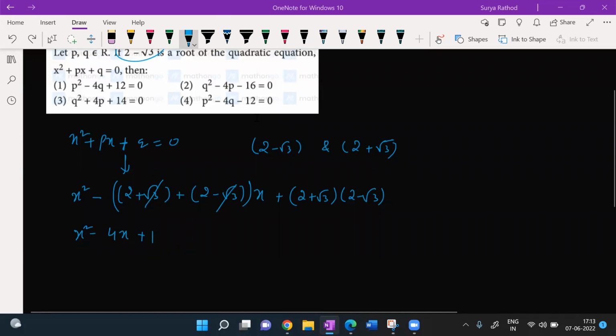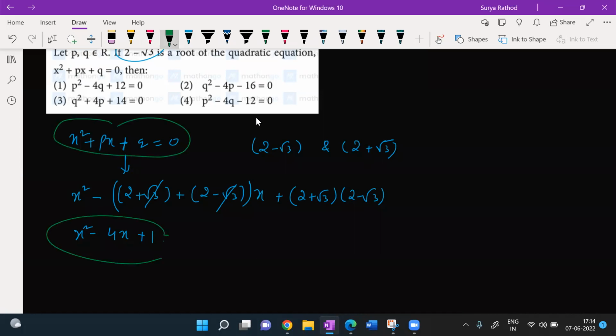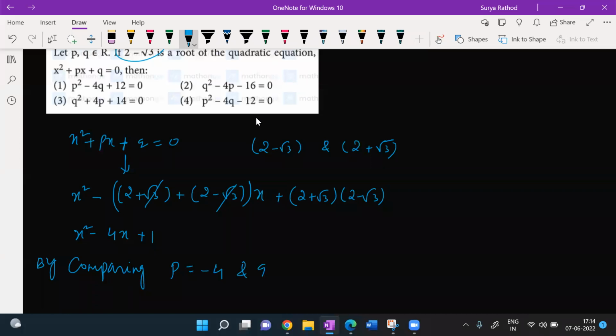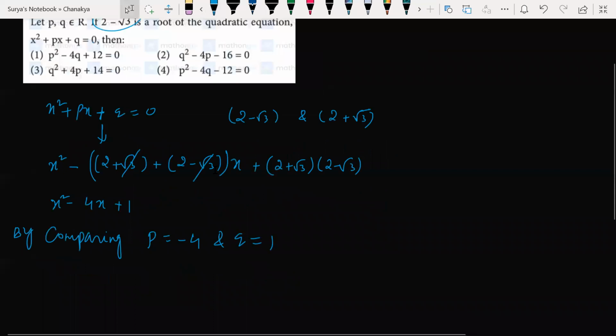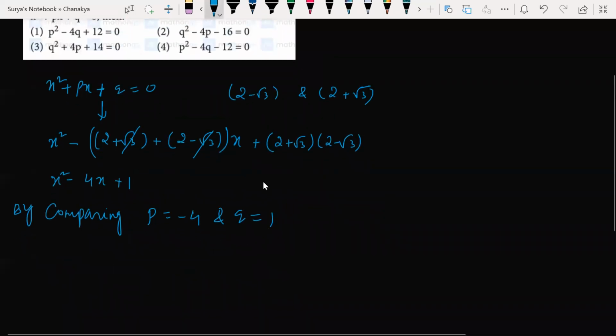Yes, look at this guys. Now I'm comparing this equation and this equation. Okay, so let's compare both the equations. Now what are you going to get beta? Comparing, the p value is minus 4 and the q value is 1. So now what we have to do is substitute this p and q in the options one by one, and you will get the answer.